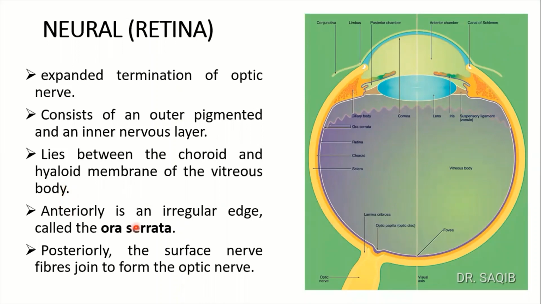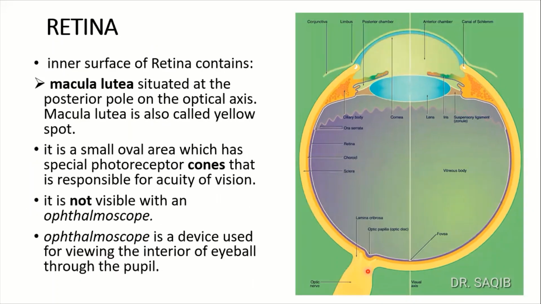Anteriorly is an irregular edge called the ora serrata. Here, this is the serrated irregular edge called the ora serrata. Posteriorly, the surface nerve fibers join to form the optic nerve. I told you, the retina posteriorly forms this optic nerve, formed by the ganglionic cells.